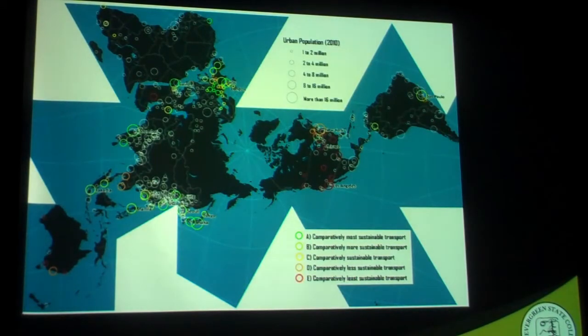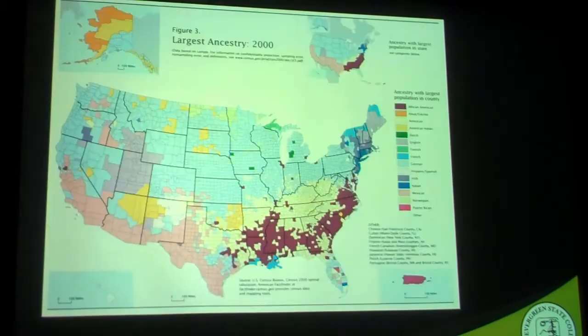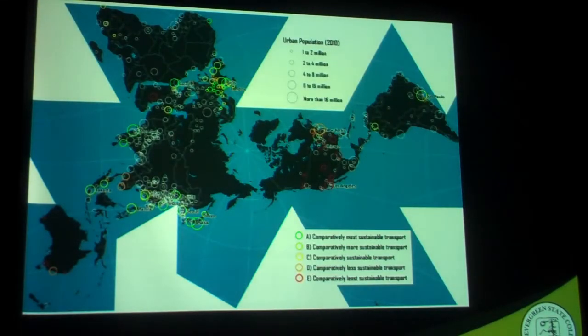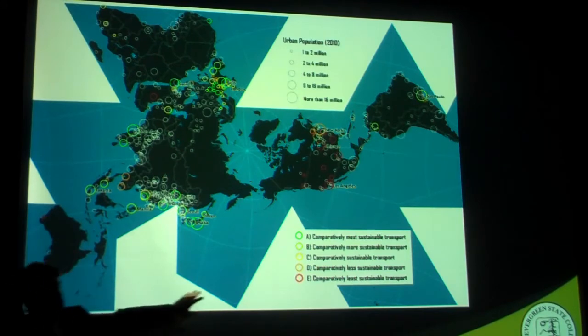Here's an interesting view of the world. This is cities of the world, and they've color-coded this for comparatively sustainable transportation versus those places which have the least sustainable transportation. So you can see the United States has a lot of red circles here, and Asia and Europe have a lot of green circles. What's the gray? That means they have the circle, they have the data for the population, but they don't have the data for the key.